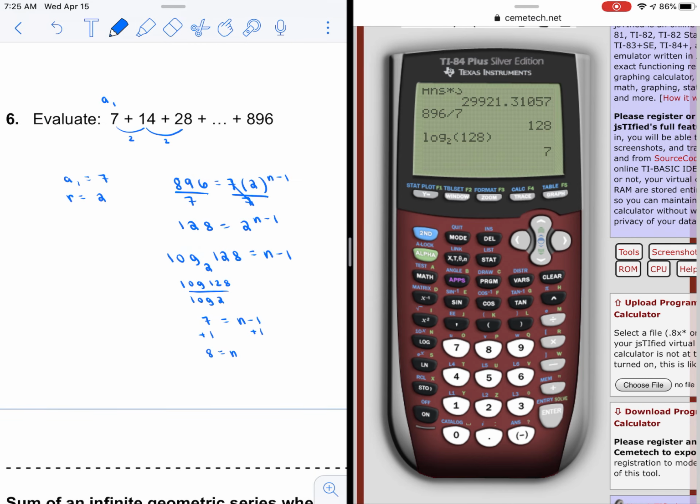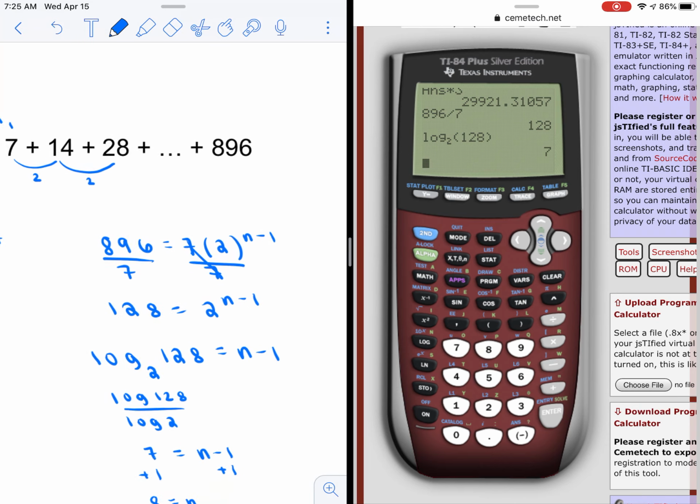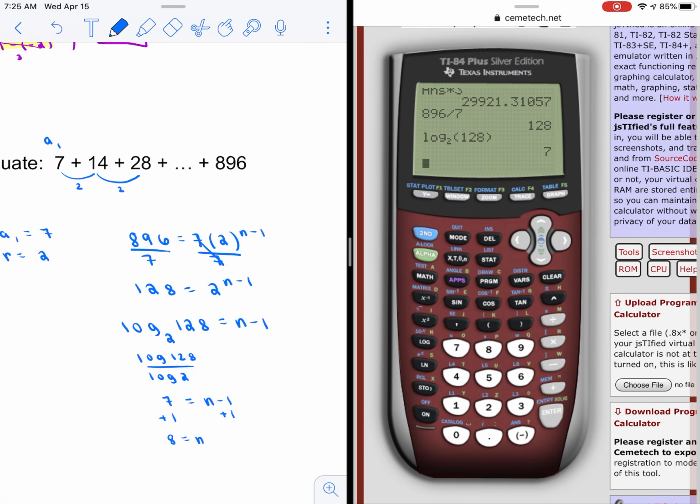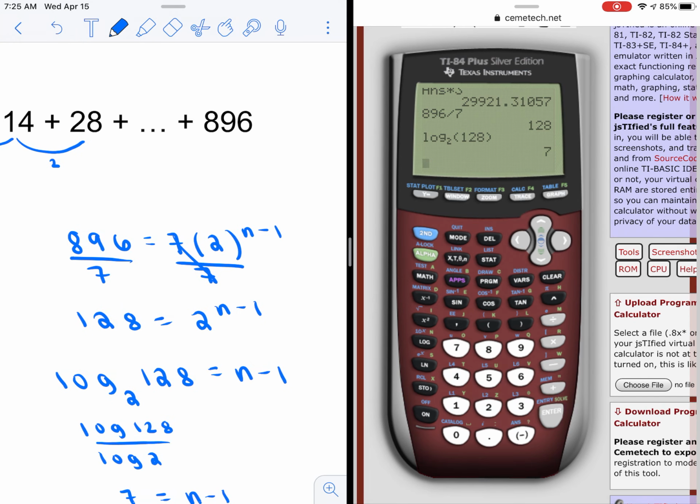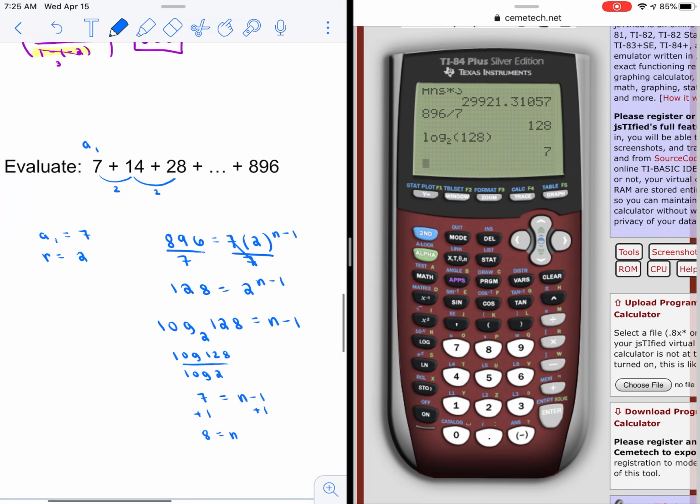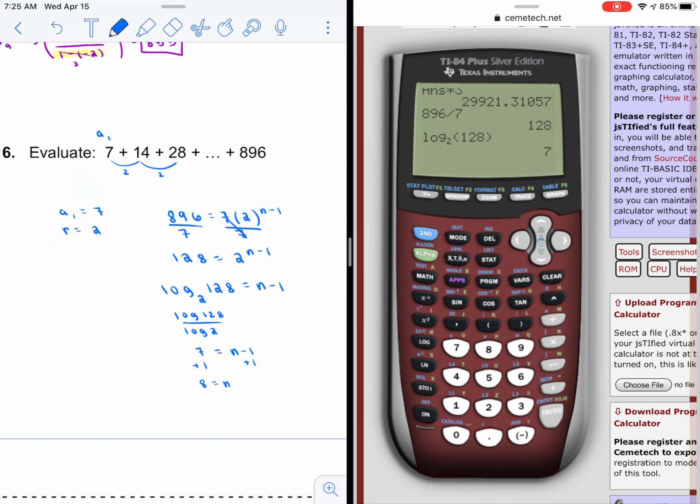And again, this is one of those weird things like, why did I have to put n minus 1 from the beginning? Keep in mind that when I want to get that first term, it needs to be 7. If I don't put n minus 1 and I just put n, then if I fill in a 1, it would give me a first term of 14, which is not what I want. So that's why that n minus 1 had to be in there.